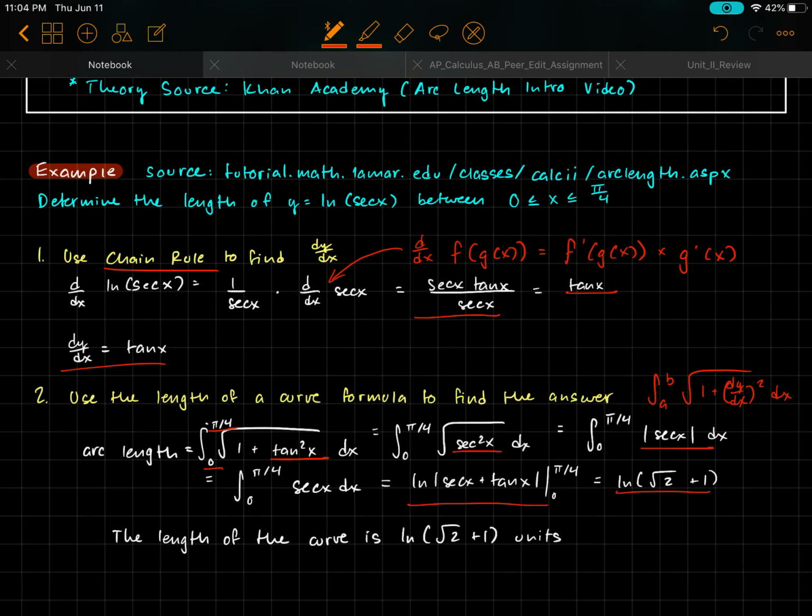If this was a bit fast for you, you can pause and look through the steps and see how exactly we got from each step, or you could also go on the internet and look at an antiderivative or integral calculator if you want to see an even more in-depth breakdown of this. But essentially we just have our answer now that the length of the curve is ln of root 2 plus 1 units. It's a pretty simple topic and it's pretty useful in calculus.